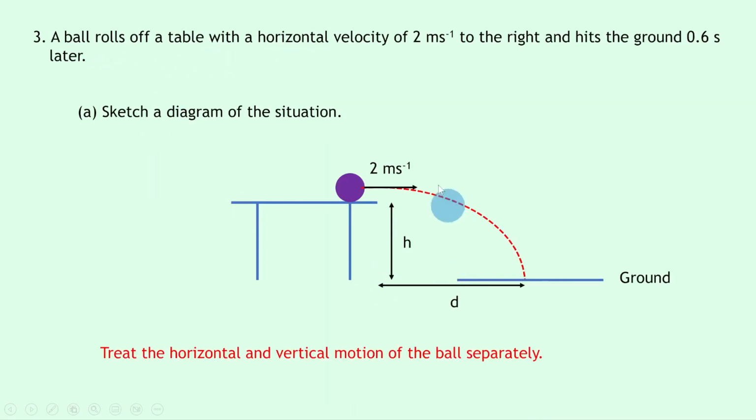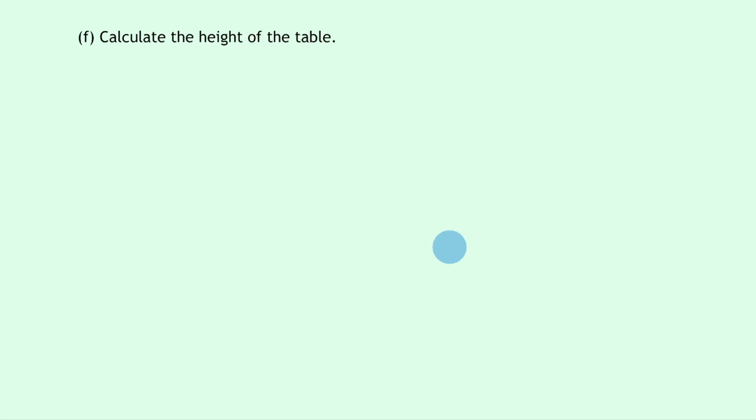Lastly, part F says to calculate the height of the table. Well, if we look back at the diagram, remember this was our height h here, so we want the vertical height travelled by the ball. And the first thing to realise here is that if we have a velocity time graph, remember you can find the displacement or distance travelled by calculating the area under the graph.